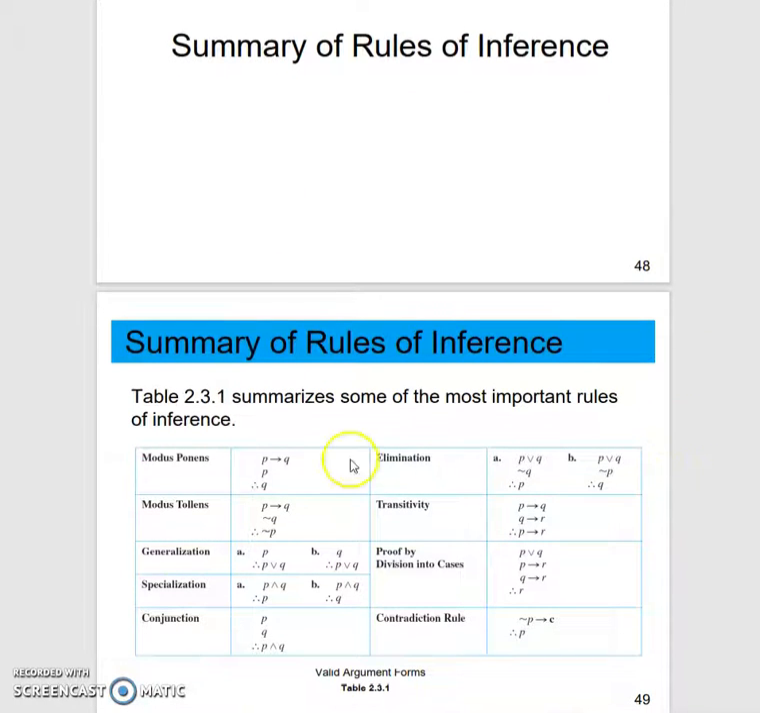And here's just finally a quick summary of all of our rules of inference. Again, you do not need to know the names of these, but we do at least in general want to be familiar with what they look like, and you are going to see many of these examples as you work through the homework. And that is everything in section 2.3.